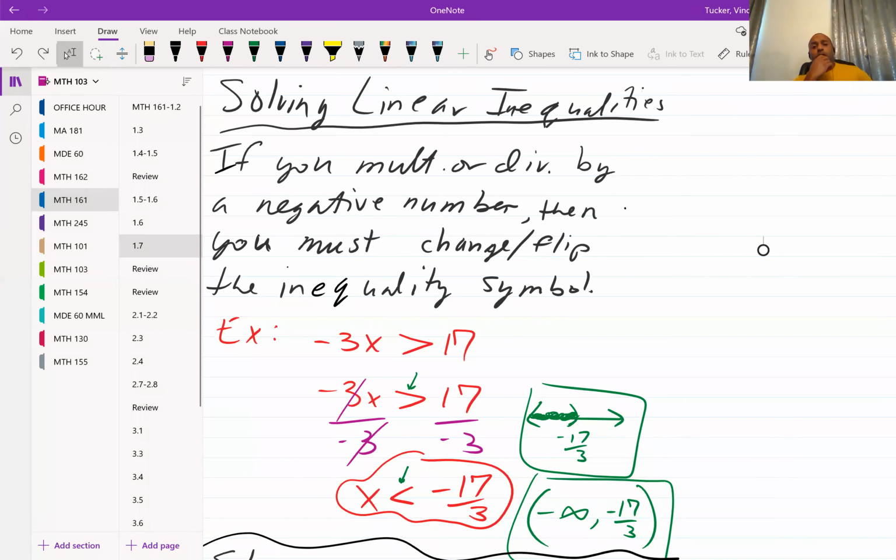All right. So a simple example of that scenario, we have negative 3x is greater than 17. In order to solve for x, you have to divide both sides by negative 3. So if it was negative 3x greater than 17, then when you divide both sides by that negative 3, you have to change your inequality to less than. And so now your solution set is x is less than negative 17 over 3.